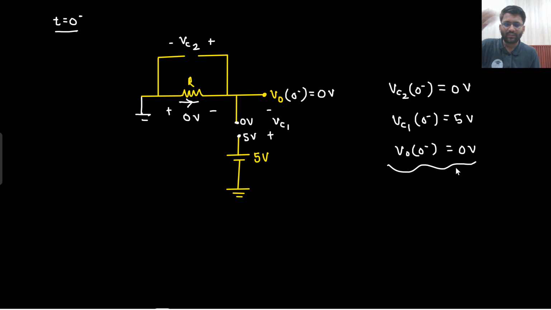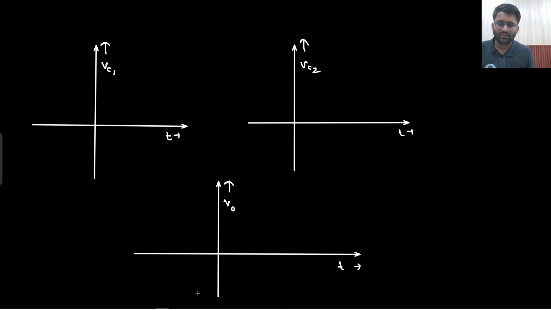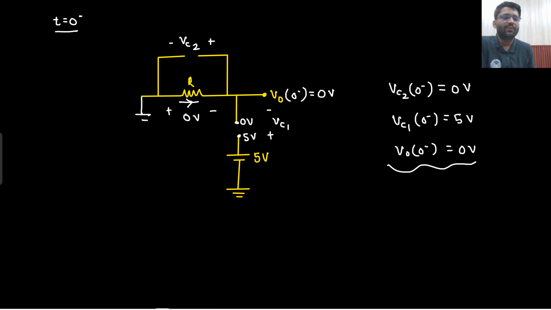Okay, so VC2 was 0, this was also 0, and this was 5. So VC1 was 5 and the rest all were 0. So you will show it like this: at steady state this was 5, this was 0, and this was 0. Now the interesting part would come up. Right, now what would come up? T equals 0 plus would come up, or at T equals 0.